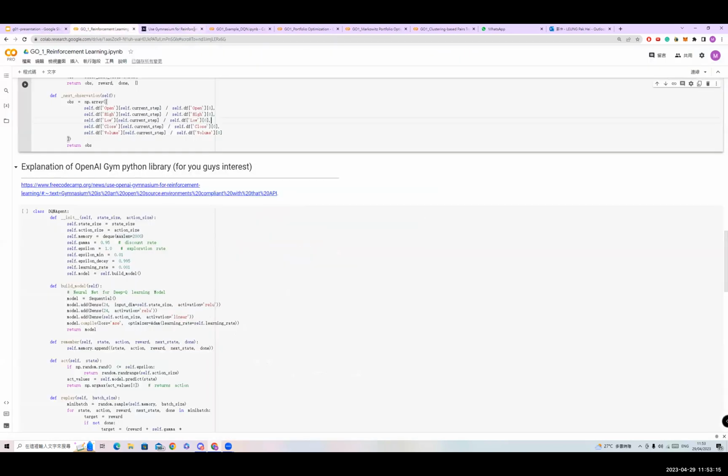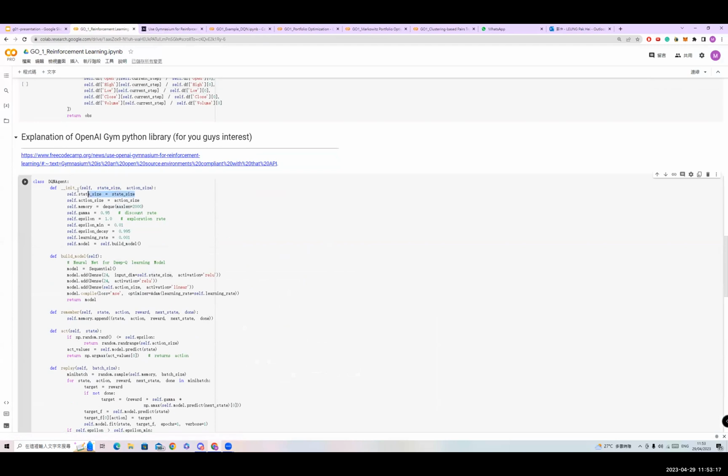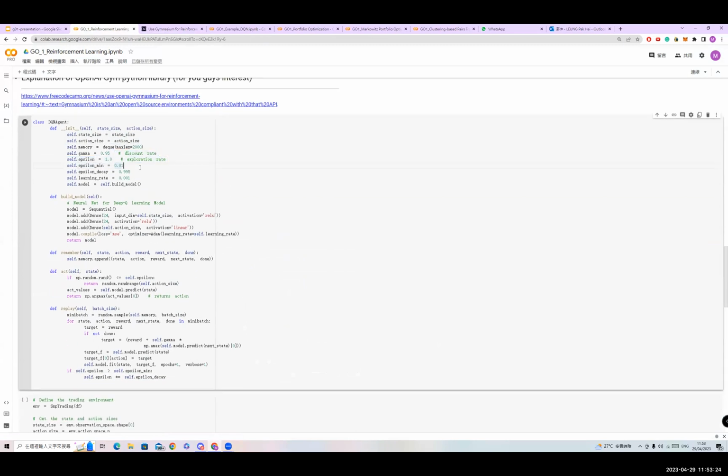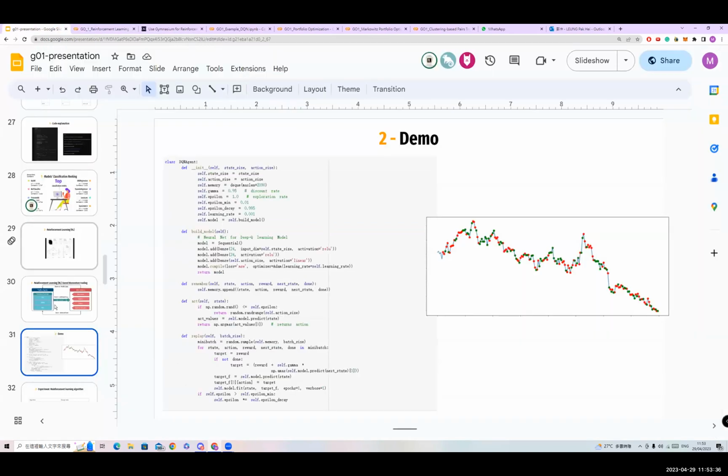Here I import the state size, action size, and also the learning rates, discount rates, and exploration rates. Then I will build a model, because I am using deep Q learning, so I need a deep neural network here. I will also define the remember function, the act function, and the replay function. These are the control of the reinforcement learning.